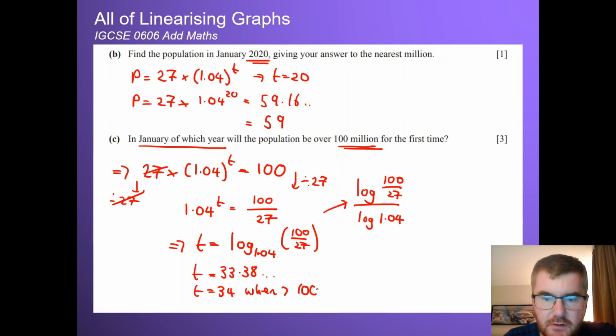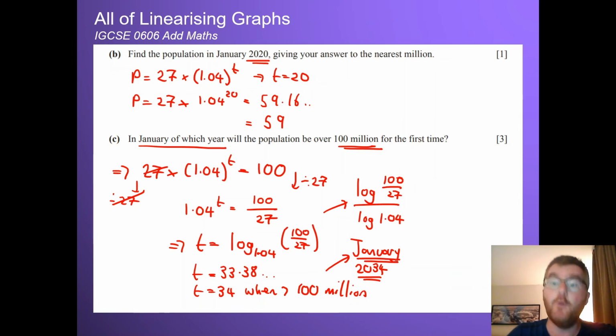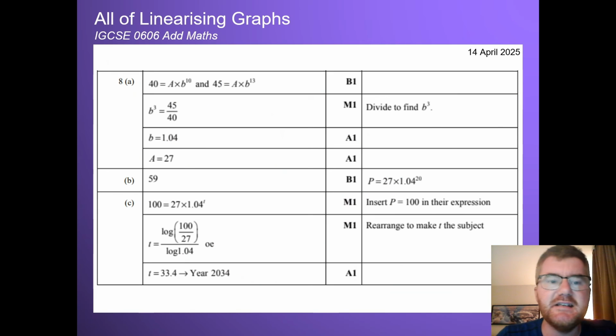So then the year that we're looking for, because we're starting in 2000, is January. Make sure you write this really clearly, 2034, to get the 3 marks. Don't lose that 1 mark just by not writing down exactly what the question wants you to do. Okay, so this is A, B, and C. So you can look through the mark scheme and see where we pick up all those marks.